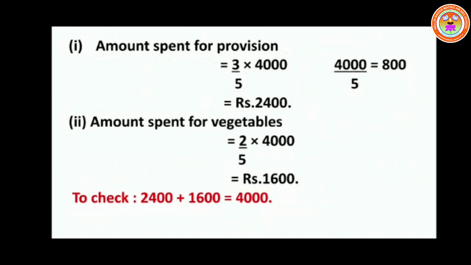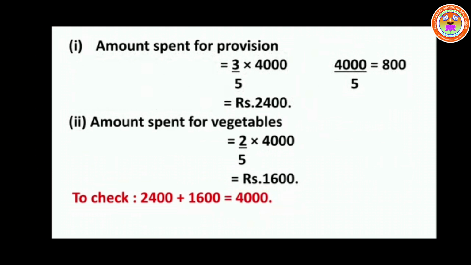The ratio is 3:2. So in that, the first thing is the ratio they spent for the provision. So 3 divided by the total equal parts. How much do you get? 3 plus 2, 5. So 3 by 5 into amount. How much amount did they allot for buying these things? 4,000 rupees. So 3 by 5 into 4,000.